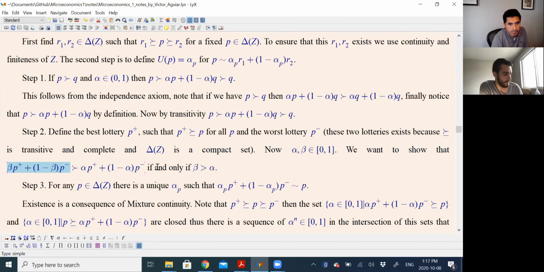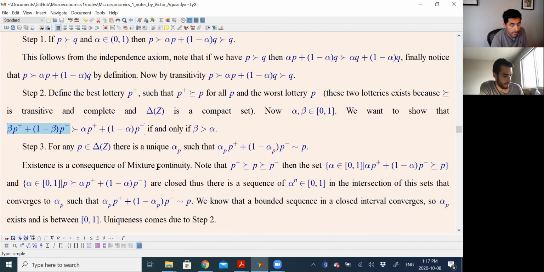So this is telling me that pretty much the preferences that I'm getting are a representation of the binary preference relation. So this alpha p that I'm going to construct in a second is going to be a utility function. So let's do that. Take any lottery p, and there is a unique alpha p such that the compound lottery p plus and p minus according to alpha p is indifferent to p.